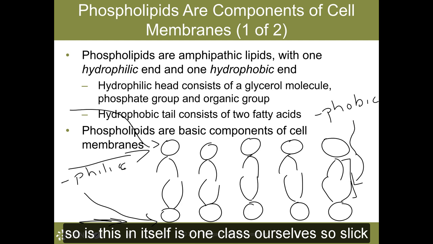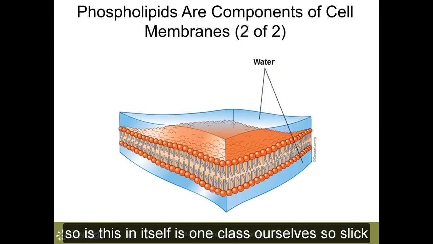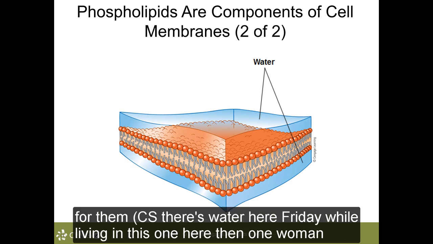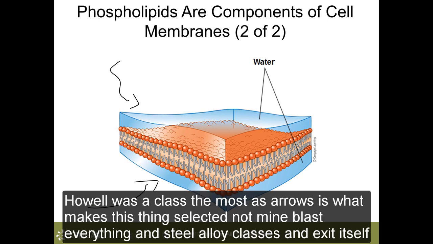So it's this in and of itself that is why our cells are so selective. As you look at this, yes, there is water here, water loving, and there is water here, water loving. However, what's between, being those fatty acid tails, is what makes this thing selective, not allowing everything to enter the cell, not allowing everything to exit that cell.